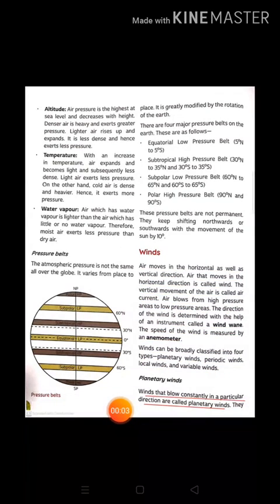Planetary winds. These are the winds which blow throughout the year in a particular direction and over a particular region. They are also called prevailing or permanent winds. These winds blow from high pressure area to low pressure area. The main types of winds are the trade winds, the westerlies, and the polar winds.